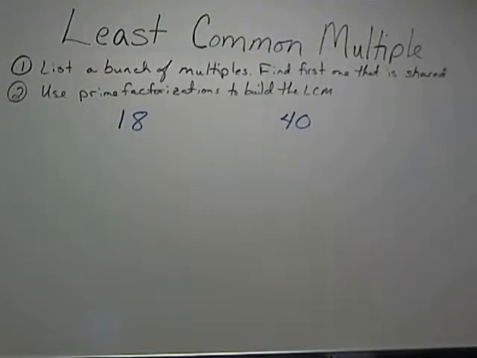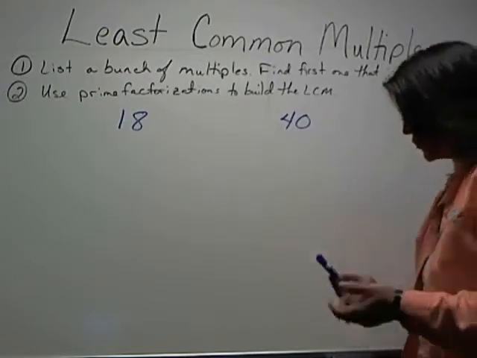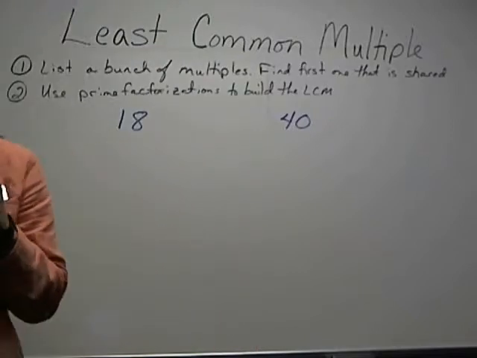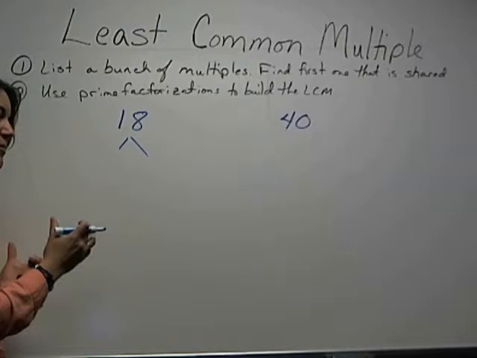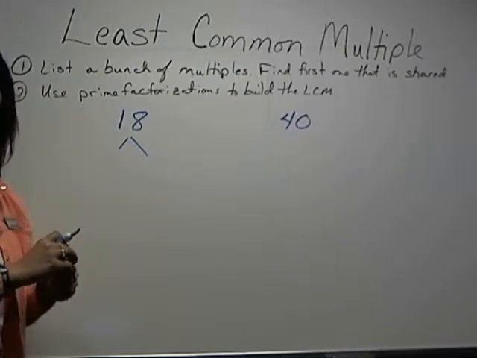Let's find the least common multiple of 18 and 40. So we have to break down 18 and 40 into their prime factorizations. We have to make those factor trees there. 18, there's a couple ways you could do that. It doesn't matter what you choose first on your numbers, as long as they multiply to your original number.